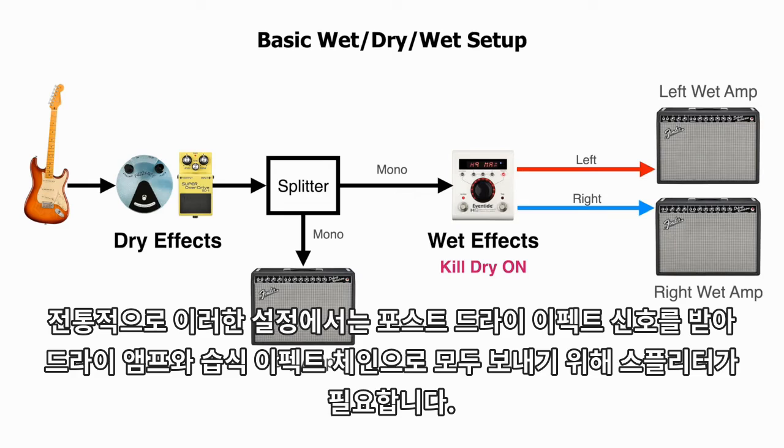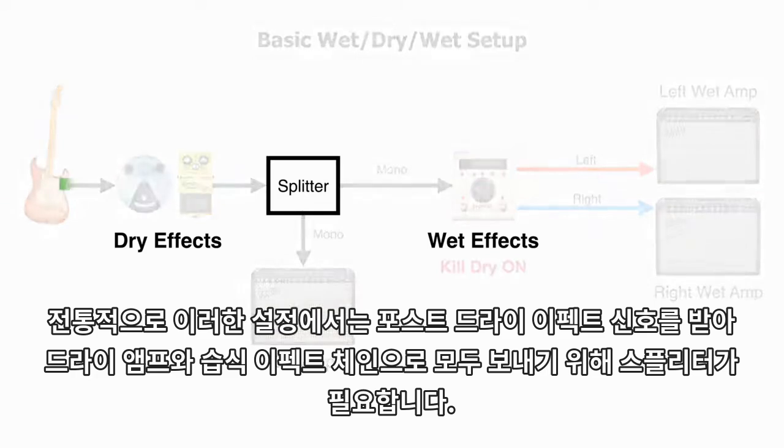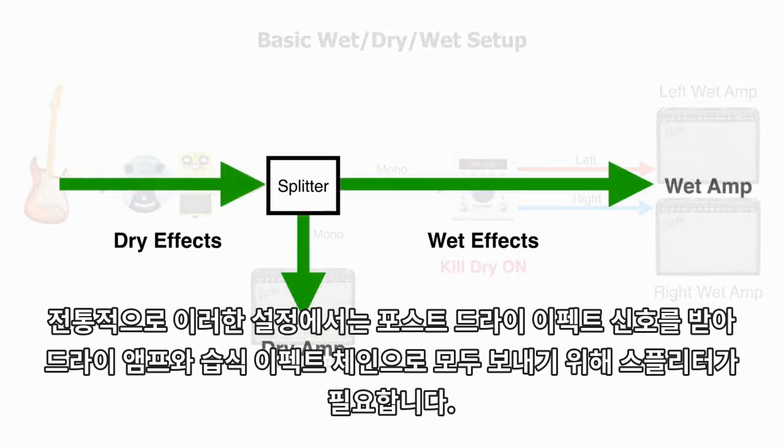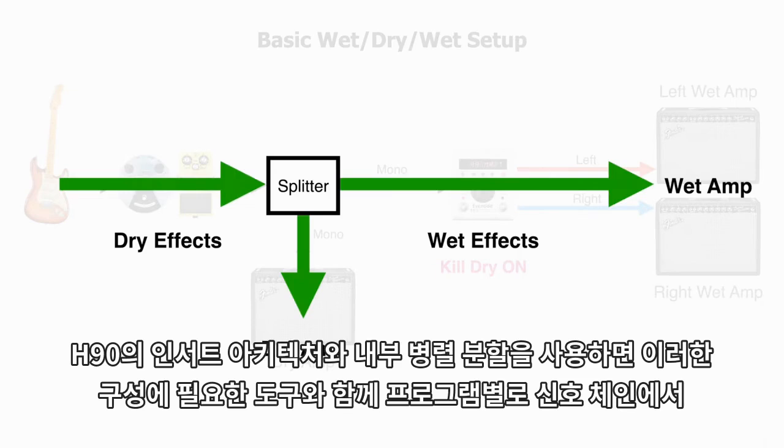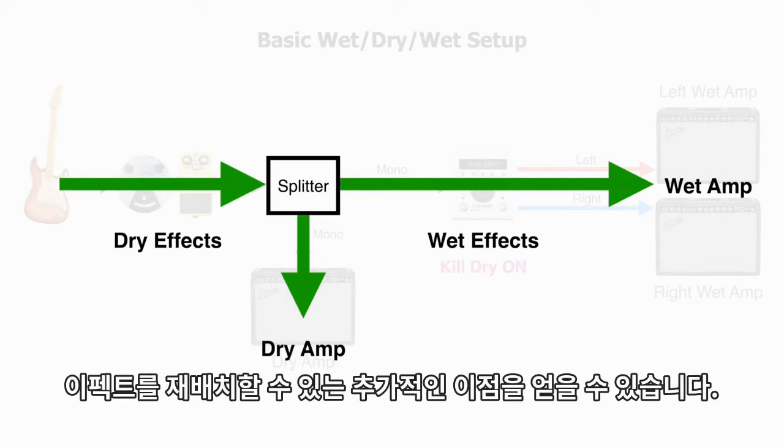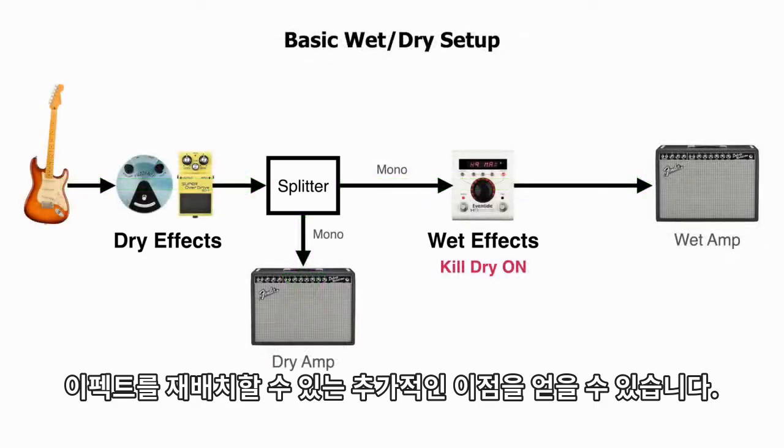Traditionally, these setups require a splitter to take the post-dry effects signal and send it to both the dry amp and wet effects chain. Using H90's insert architecture and internal parallel splitting, we have the tools necessary to achieve such configurations with the added benefit of repositioning effects in the signal chain on a program basis.